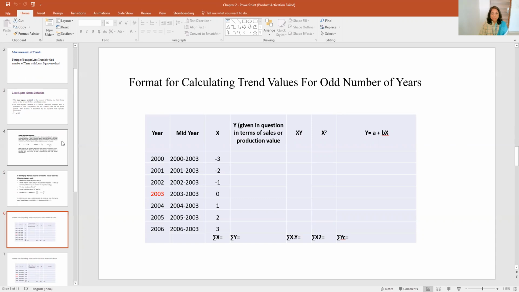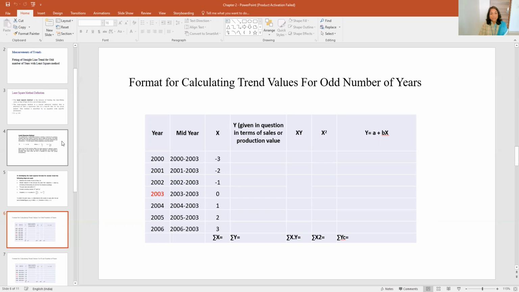In this example, 7 years of data have been given with sales values. Whenever there is an odd number of years, you can easily identify the mid-year. Here it is 2003, which I have highlighted in red color. The x value for the mid-year is marked 0. Above that, it will be -1, then -2, -3, and it keeps on going. Below the mid-year, it will be 1, 2, 3.